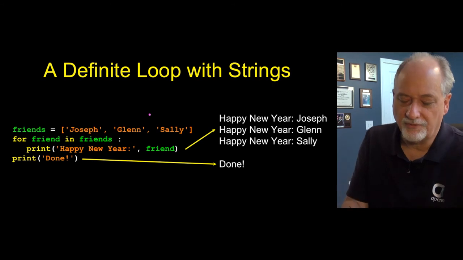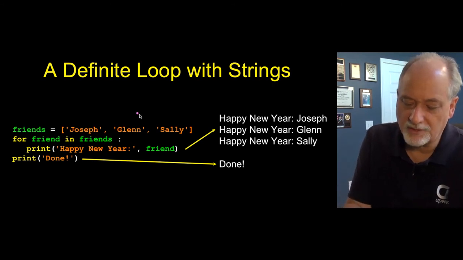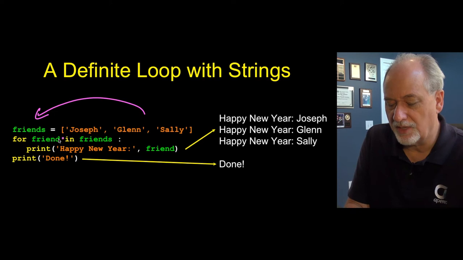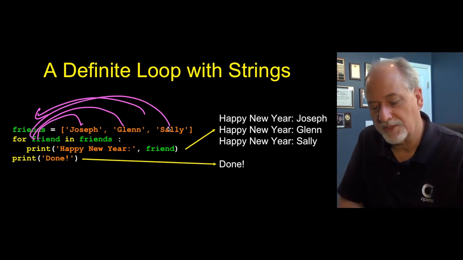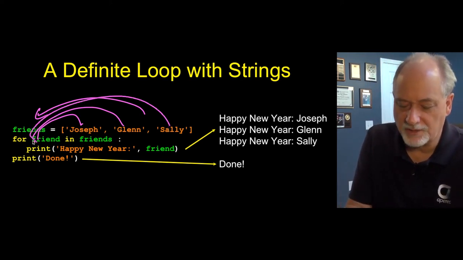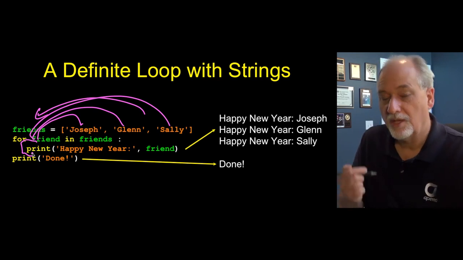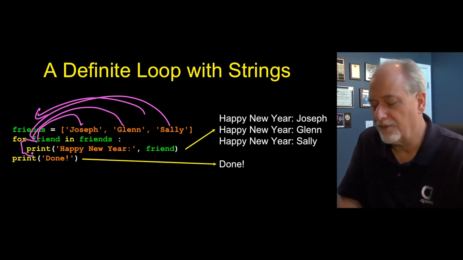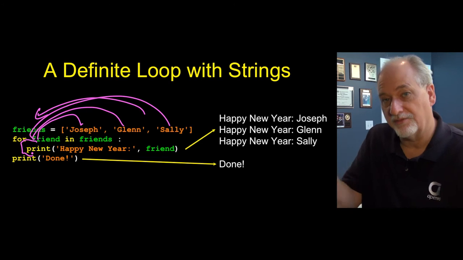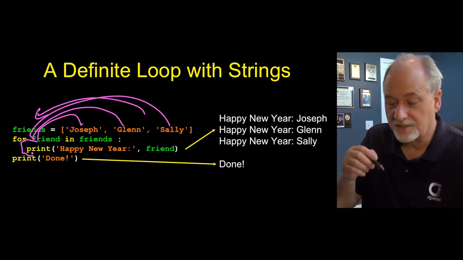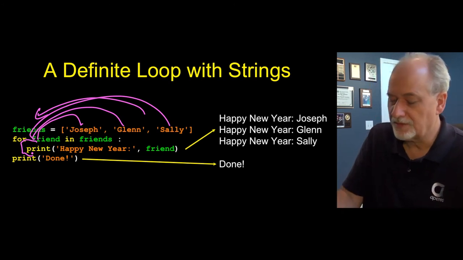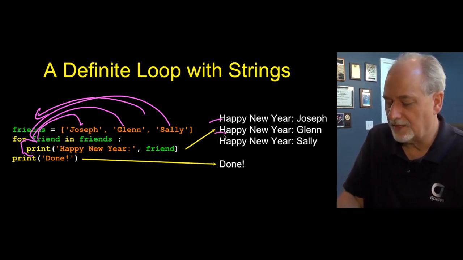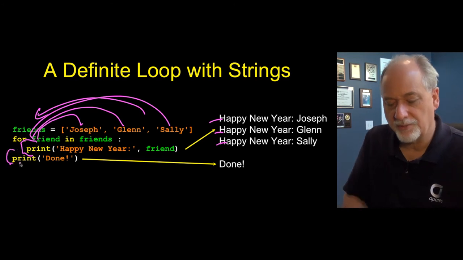So you can loop through a variable. We're going to take this list of 3 strings and stick it in friends. And so friend is going to iterate through that. The first time through, friend is going to be Joseph. Second time through, it's going to be Glenn. Third time through, it's going to be Sally. And that just says run this code, the indented code, 3 times. Each time the variable friend takes on a successive value that's in the friends list. So it says happy birthday Joseph, Glenn, Sally, and then we come out of the loop and we print done.